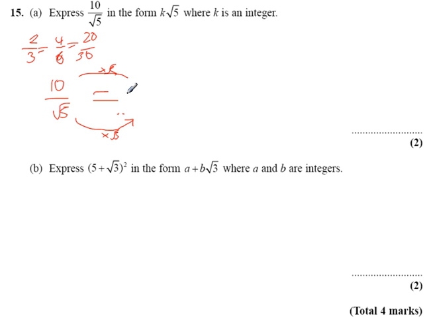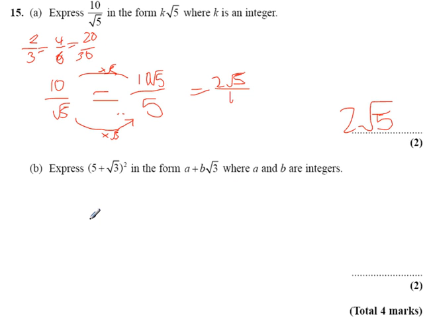And if you multiply root 5 by root 5, you end up with 5. If you multiply root 5 by 10, you end up with 10 times root 5. And now we can cancel. 10 and 5 cancel to leave 2 and 1. And 2 root 5 over 1 is the same as 2 root 5. And we've done what the question asked, k being 2.